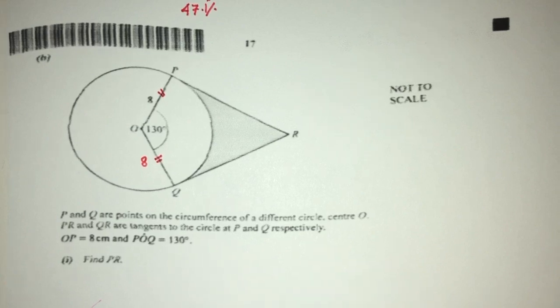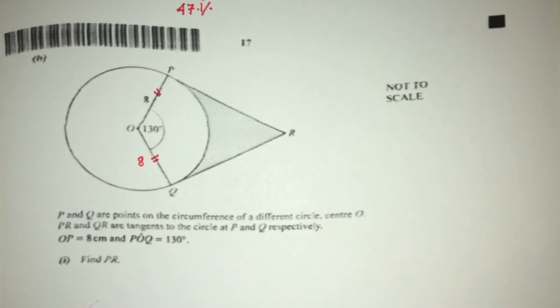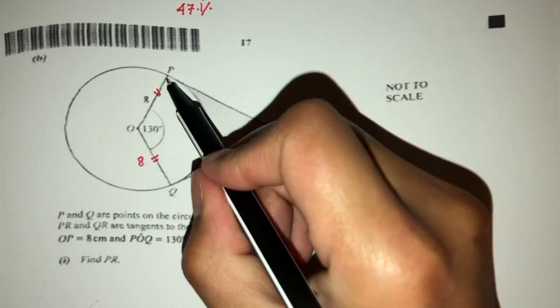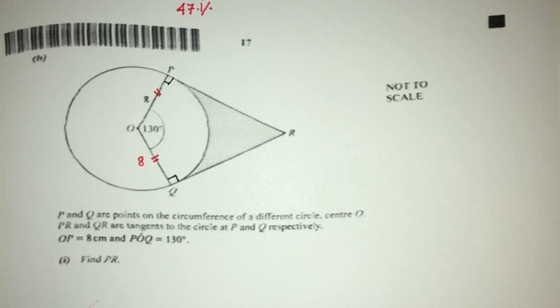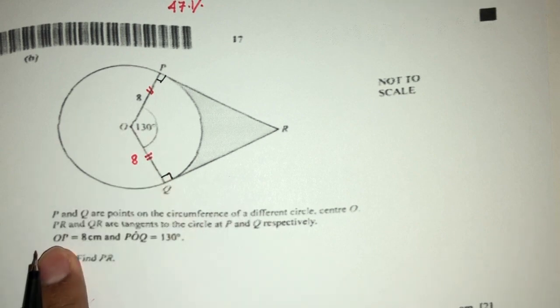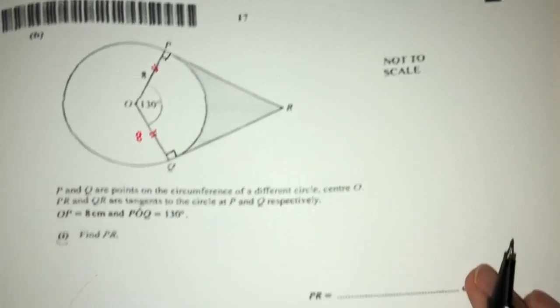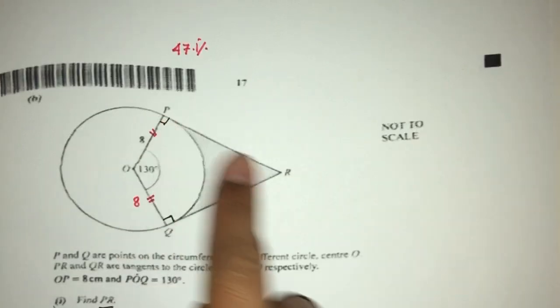Now PR and QR, they are tangents to the circle. So which means if my tangent is drawn by my radius, this has to be 90 and this has to be 90. Okay, so that's pretty obvious till now. Now we have the angle POQ is 130 and the side or the radius OP is 8. Okay, good. Part 1, we have to find the length of PR.